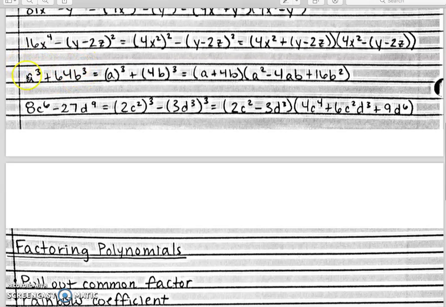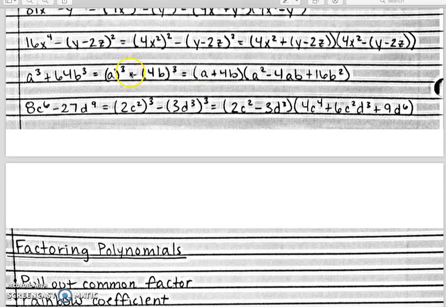Here's a sum of cubes example. So I have a cubed plus 64b cubed. I want to go ahead and rewrite these all with an exponent of 3 outside because it makes it more obvious to see what's happening. a cubed clearly is just a cubed. The cube root of 64 is 4, and then the cube root of b cubed is just b, so I can rewrite that as 4b all cubed. Now it's more obvious that this is a sum of 2 cubes.